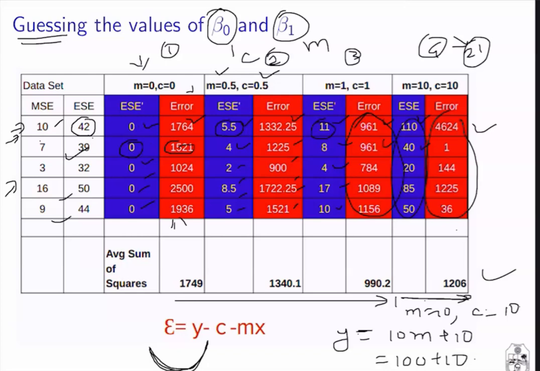So this is the nature of the iteration operation that is followed in estimating the values of beta 0 and beta 1. The important point that we must remember from this table is that we can guess the values of m and calculate the error. The error initially gets reduced and then it starts increasing.